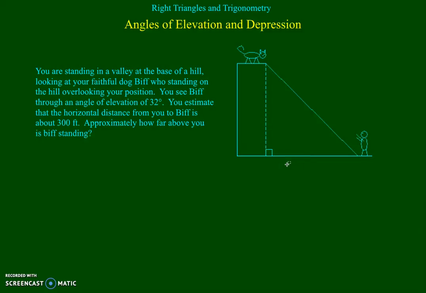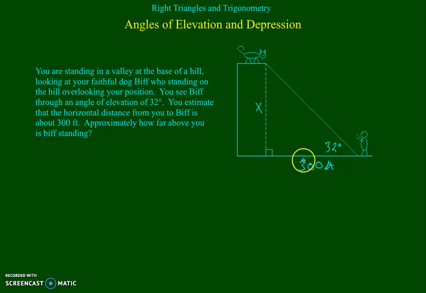So let's go ahead and put in our information. We know that our angle of elevation is 32 degrees. So this angle is 32 degrees. And we estimated that the horizontal distance from here to Biff is 300 feet. What we're looking for is how far above us is Biff. So we're looking for this value here.